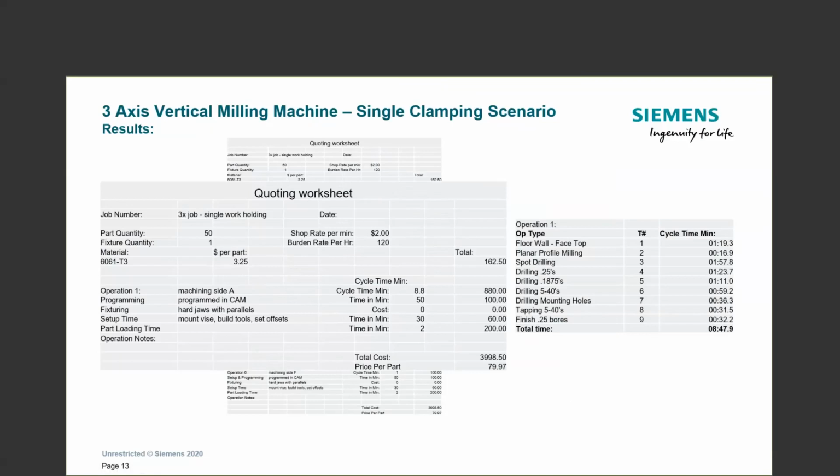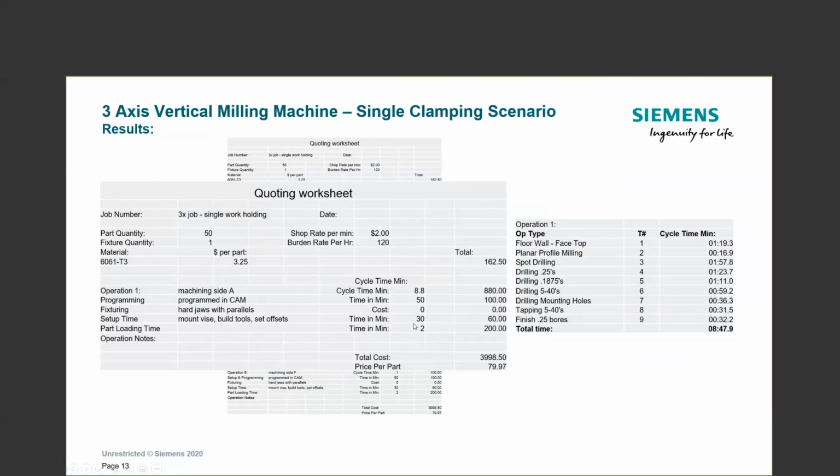So if we calculate out the burden rate per minute, we come down to 2 minutes versus 2 minutes and 33 seconds. The material cost is going to be the same. Here's the cycle time, taken directly from our simulation. Again, we're programming one side, so here's our 50 minutes for the programming time. We didn't factor in the hard jaws with the parallels that were existing. Mounting device, building tools, setting offsets, there is our 30-minute setup time.